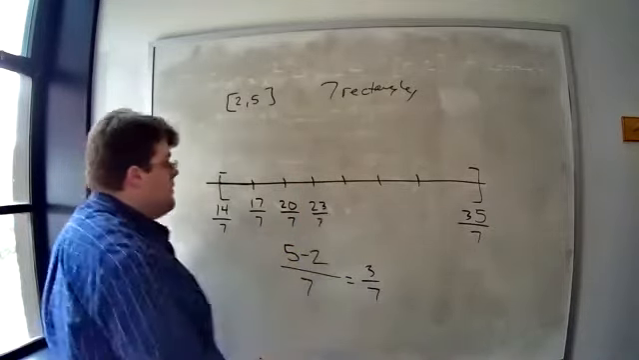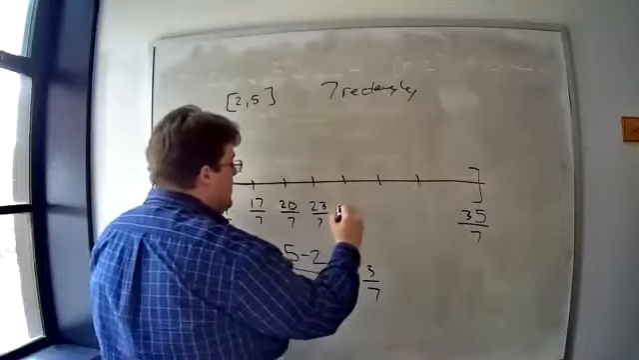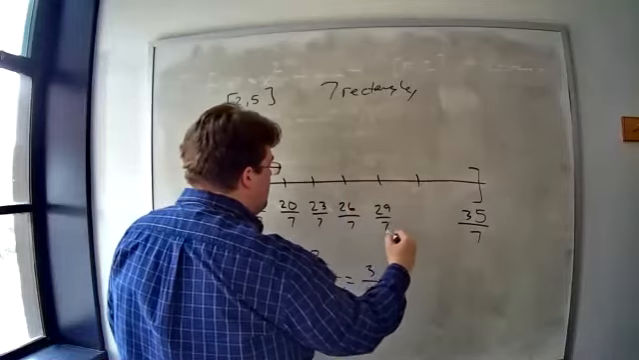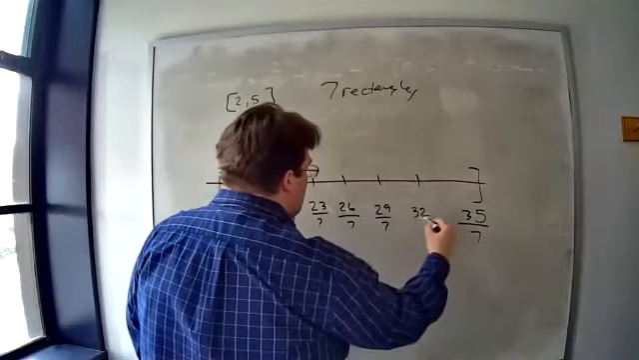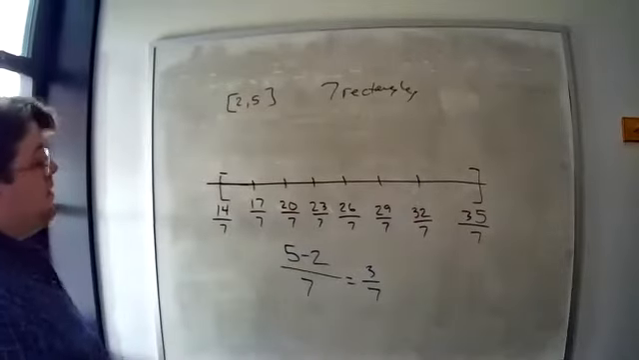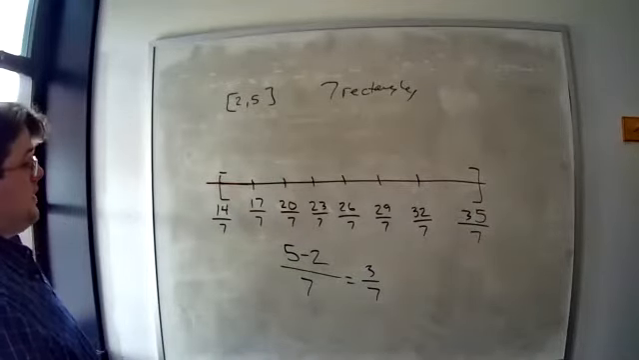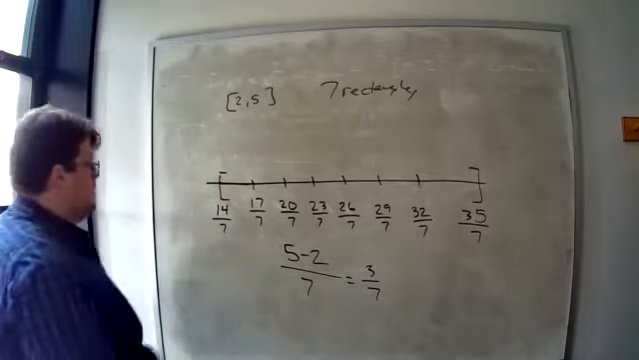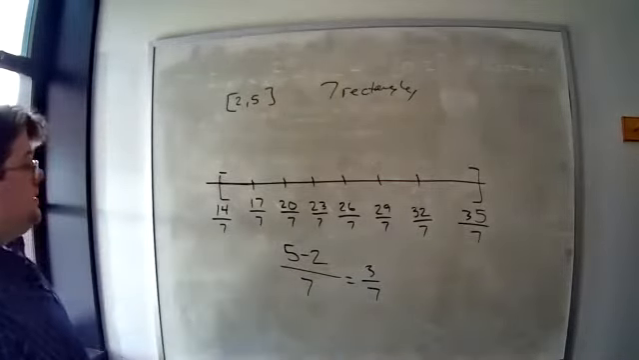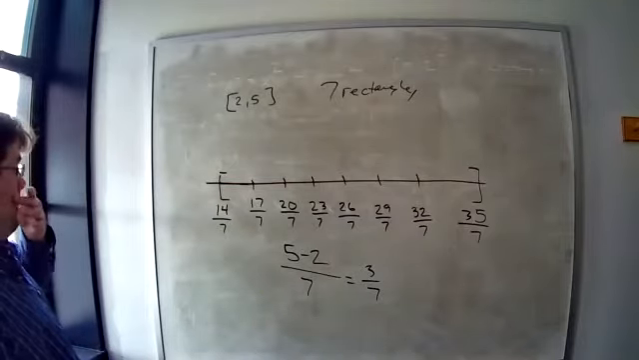20 plus 3, 23. From here to the next one, another 3/7. From here to the next one, another 3/7. From here to there, another 3/7. And from here to the last one, we could check that we do, in fact, get 35/7, which reduces to 5. Any questions about finding these values?